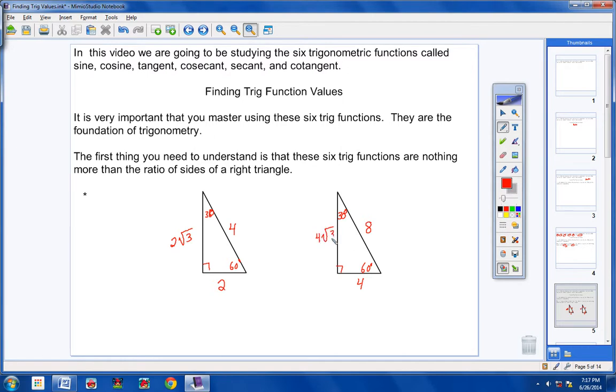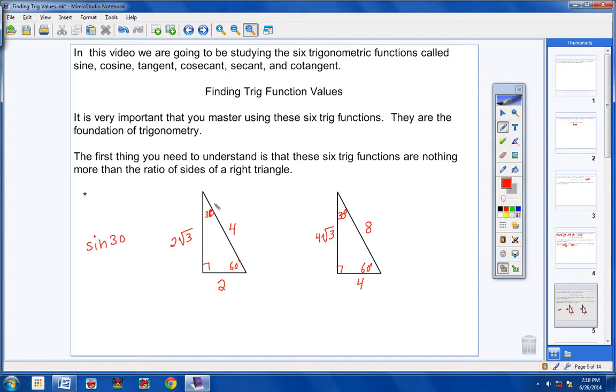Now, before we get started, let me tell you this. These 2 triangles are completely drawn to scale. Okay, trust me, these are drawn perfectly right. And what I want to show you is this. And it's very important that you see this. Whenever I tell you the sine of a certain angle, like let's talk about the sine of 30 for a second.